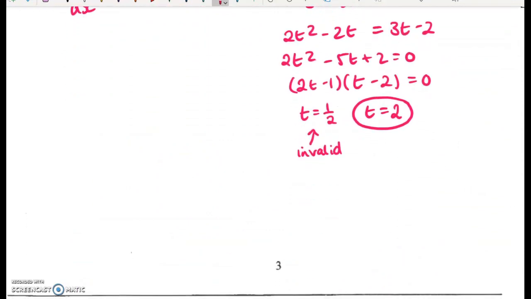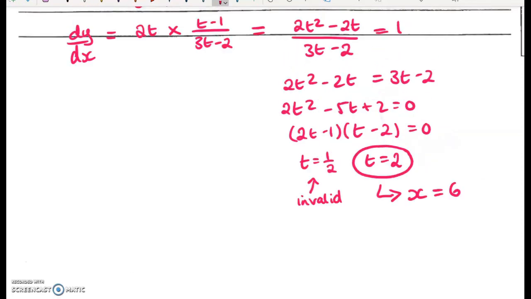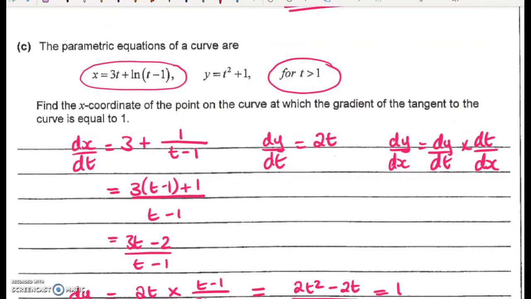So when t equals 2, this gives us that x equals 6. You can just plug it into your calculator by putting 2 in for t in this part of x.